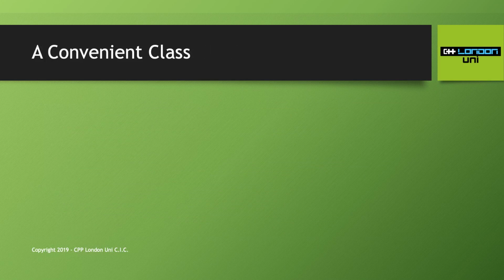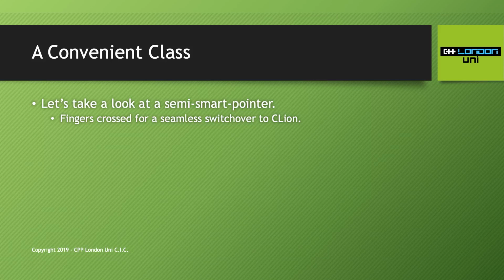So let's have a look at a convenient class, and we're going to look at a semi-smart pointer that I've implemented. For simplicity, obviously for a smart pointer like the ones we have in C++ to be useful, they should work for any type. This one I've not done that. I'm not using a template to keep it simple for you. It's simply going to be a semi-smart pointer for an integer, an int.